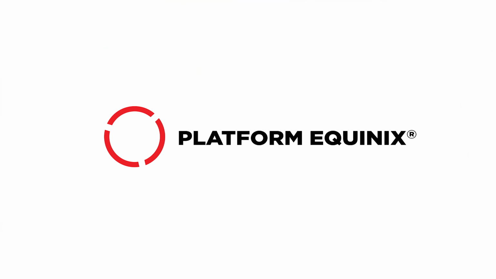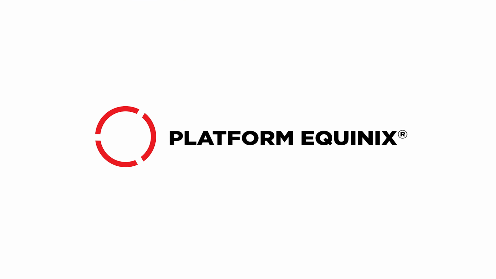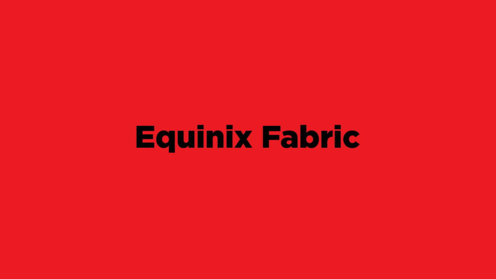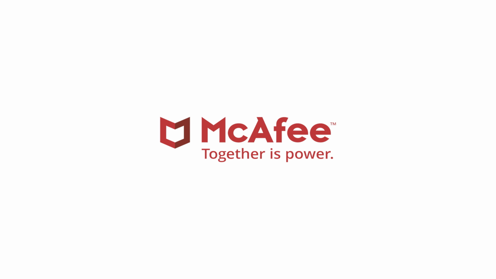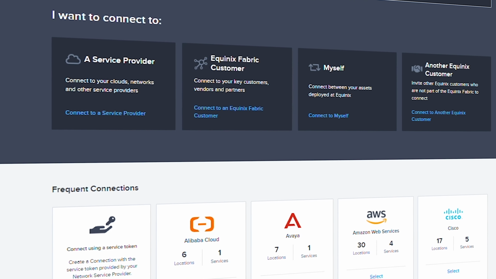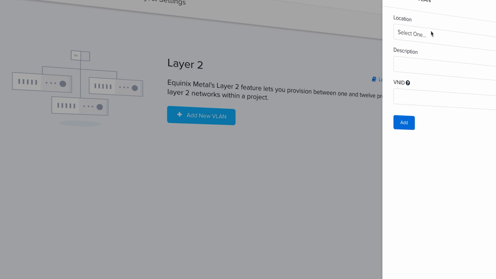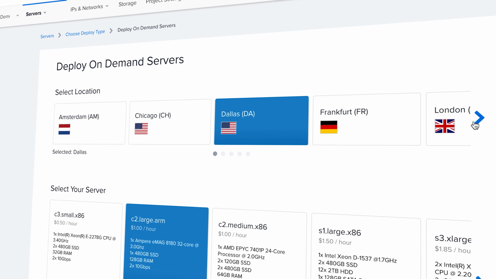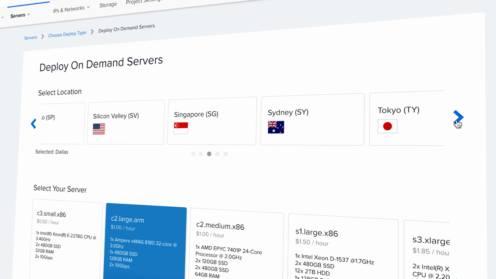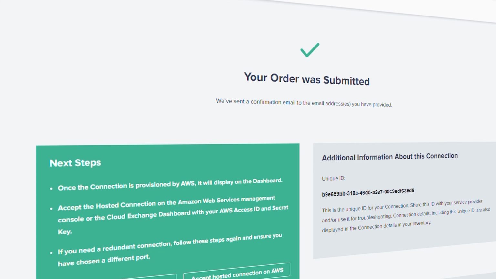Platform Equinix can help network service providers offset declines in legacy services through its growing portfolio of digital products such as Equinix Fabric and Network Edge. Equinix Fabric enables businesses to connect with their choice of service providers in the industry's largest infrastructure ecosystem. And Network Edge is a network automation tool that allows businesses to select and deploy specific virtual network services and connect instantly to Equinix locations around the globe.